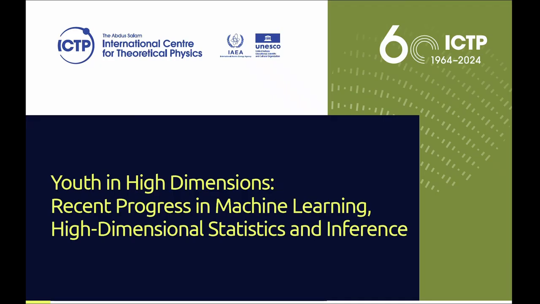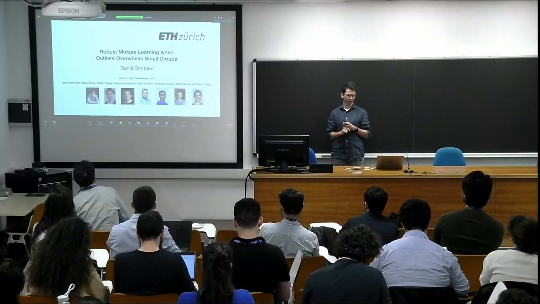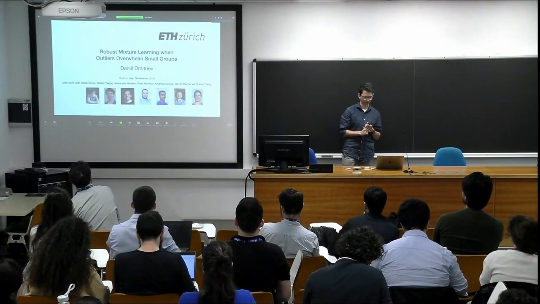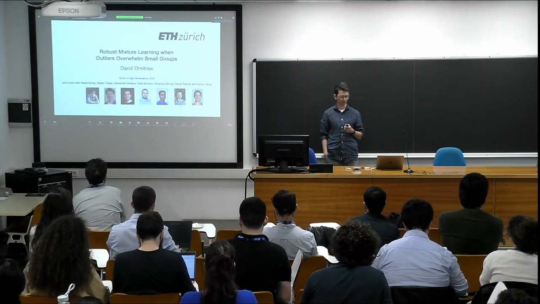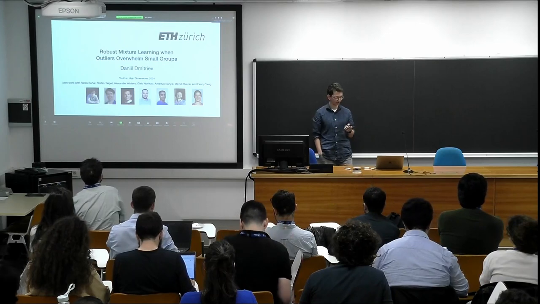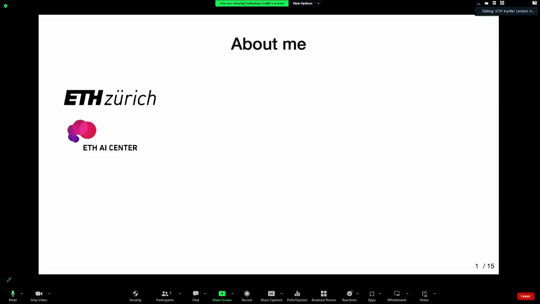To give a talk. So I will present our work called Robust Mixture Learning When Outliers Overwhelm Small Groups. This is joint work with many people at ETH: Rarish Buchai, Stefan Tigel, Alex Walters, Gleb Novikov, Amartya Sanyal, David Stoyer, and Fanny Young. So first, a couple of words about me.